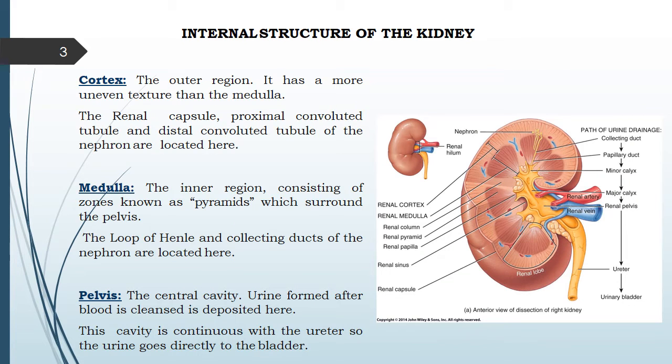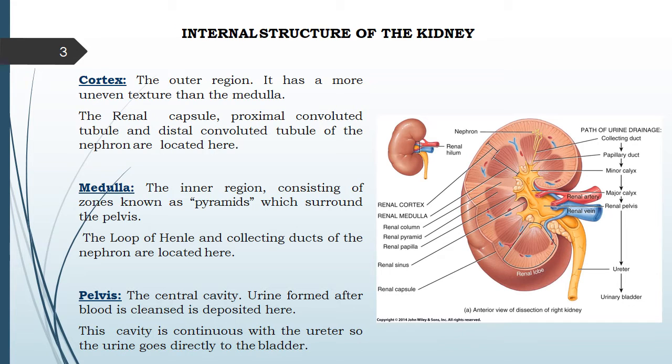And the internal structure of the kidney mainly consists of three parts, that is the renal cortex, renal medulla and the renal pelvis. The renal cortex, renal medulla and pelvis region are denoted in the picture, and the renal cortex is the outer region. It has a more uneven texture than the medulla, and the renal capsule, proximal convoluted tubule and the distal convoluted tubule of the nephron are located here.